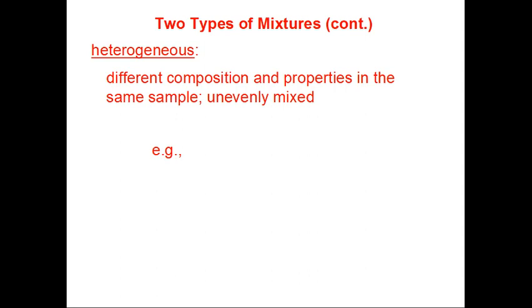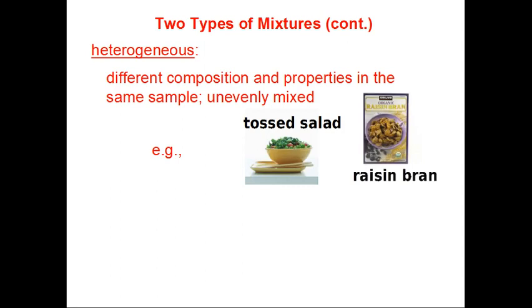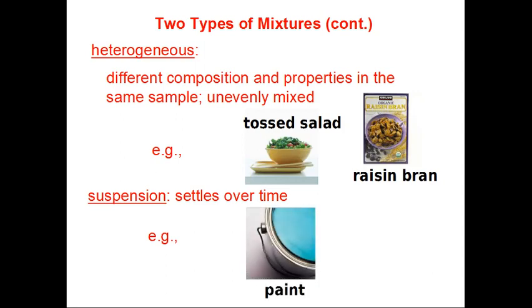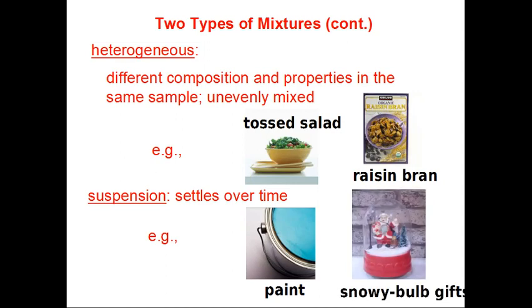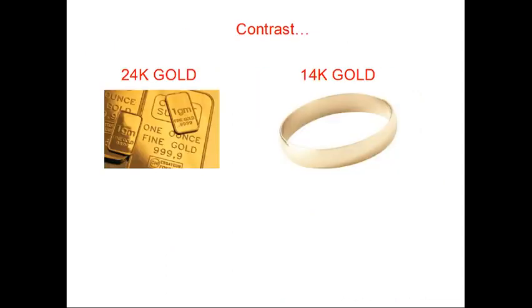A heterogeneous mixture is where you have different composition and properties in the same sample. It's unevenly mixed. You can see the parts. Salad, you can see the tomatoes, you can see the lettuce. Heterogeneous. Raisin bran, you see the raisins, you see the milk, you see the bran. Heterogeneous. Now there's a special type of heterogeneous mixture called a suspension. With a suspension, you can make it look homogeneous, but then over time it settles out. Paint's a classic example. Anything you have to shake or stir is a suspension. The example I like to use is Yoo-hoo chocolate drink. Before you open it, what do you do? Shake it up. It's a suspension. You can see the chocolate on the bottom.